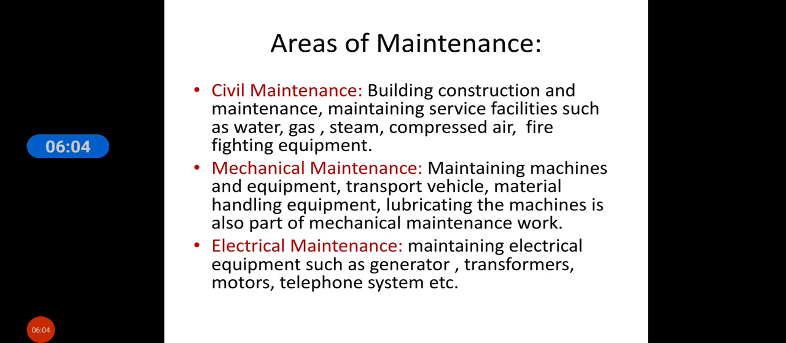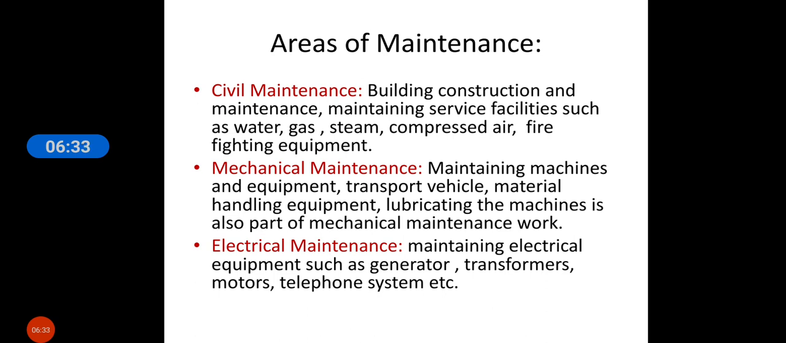कहाँ कहाँ आपको मेंटेनेंस की ज़रूरत पड़ती है? What are the basic areas? We are classifying the area of maintenance in 3 parts. One is your civil maintenance, then mechanical maintenance, and then electrical maintenance. Civil maintenance cover building construction and maintenance, your steam, compressor, air, fire fighting equipments, and such type of facilities come under civil maintenance. Then mechanical maintenance.